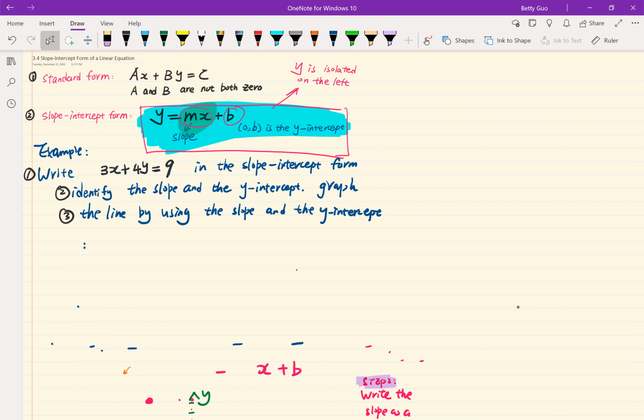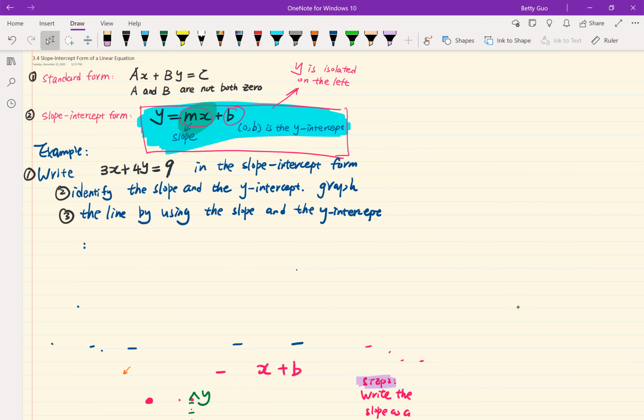Number 2, the second form is the one we're learning today. It is the slope-intercept form. The formula for slope-intercept form is y equals mx plus b. m is the slope, and b is the y-intercept. We learned intercepts yesterday, right?